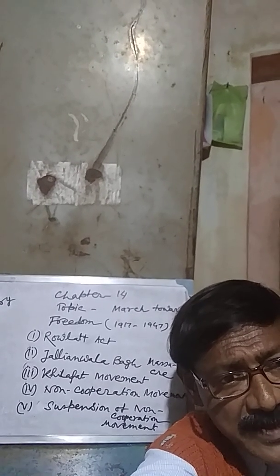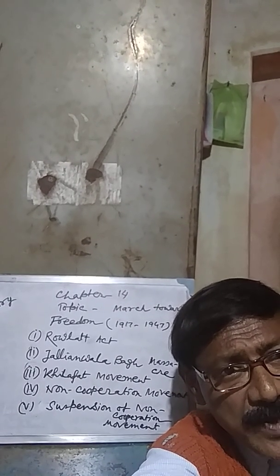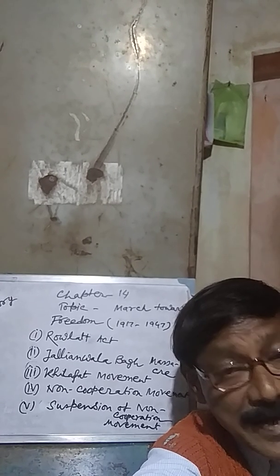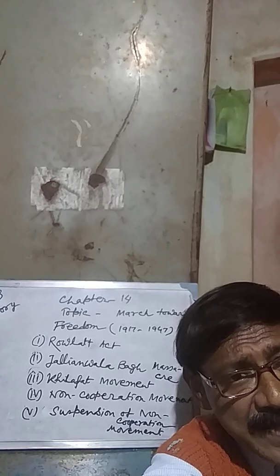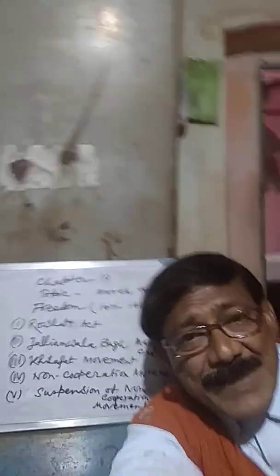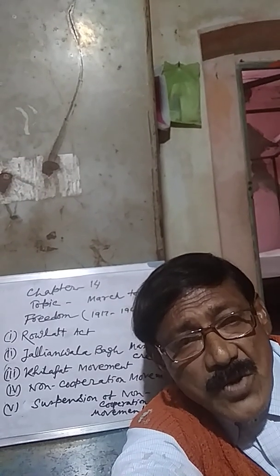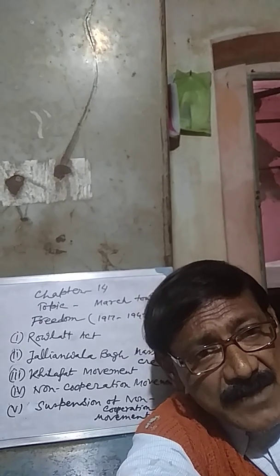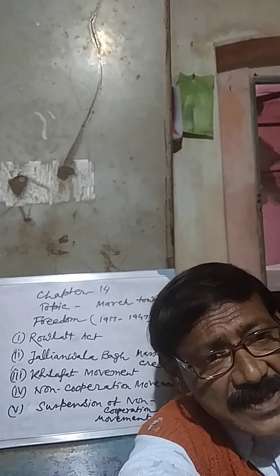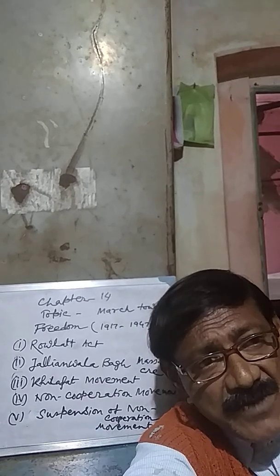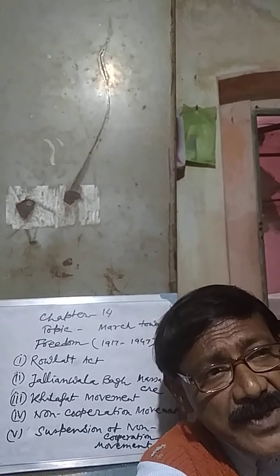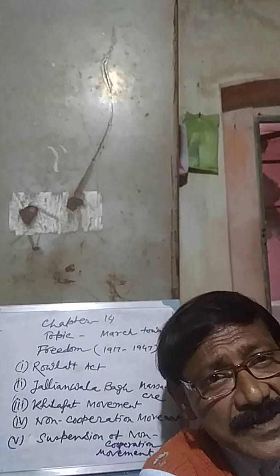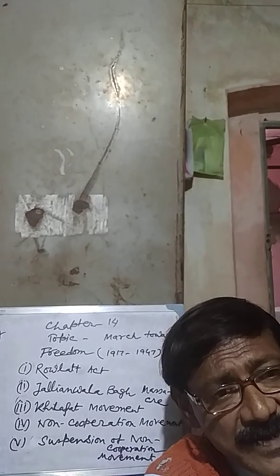They openly criticized by saying that when the movement was on its climax, it should not have been suspended by Gandhiji. But Gandhiji didn't care for it because he was firm, he was fully confident in his decision. So ultimately he decided to withdraw the non-cooperation movement.